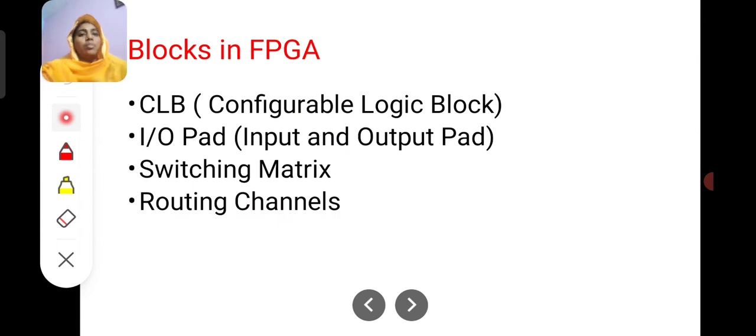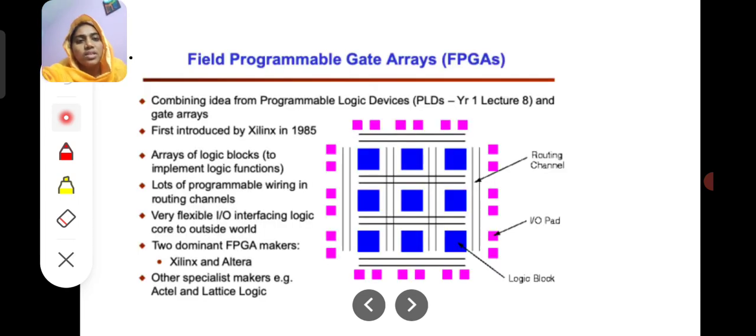So these are the blocks in an FPGA: CLBs, IO pads, where we can connect input and output devices, switching matrix, and routing channels. So this is a general block diagram of an FPGA. The blue boxes are CLBs, the black lines are connecting wires, and these are the IO pads. Right? These are the IO pads.